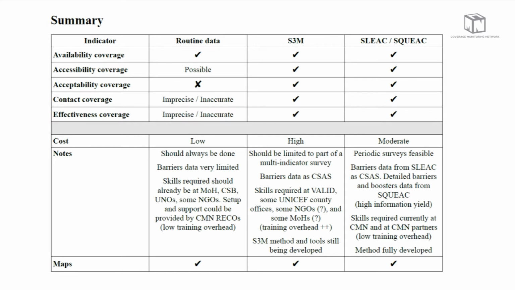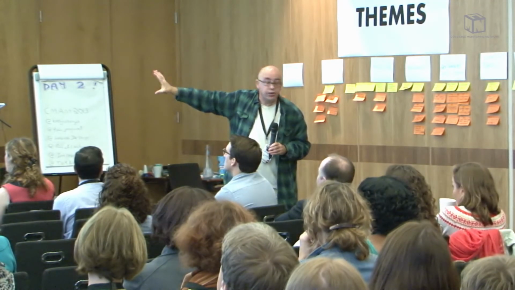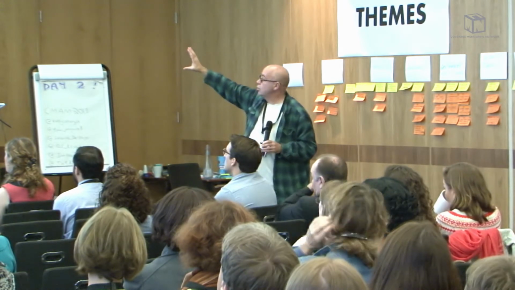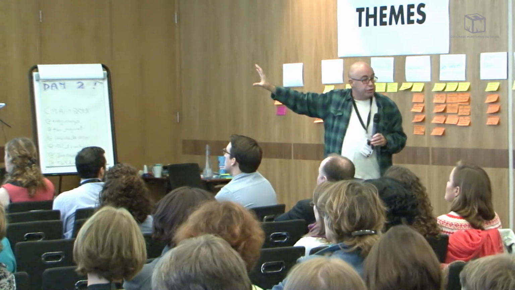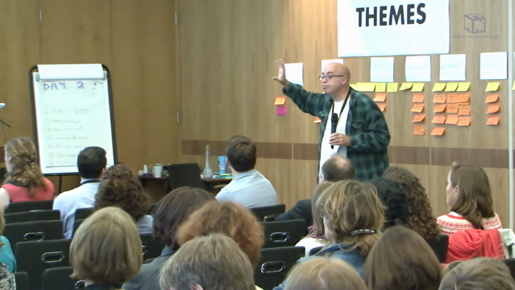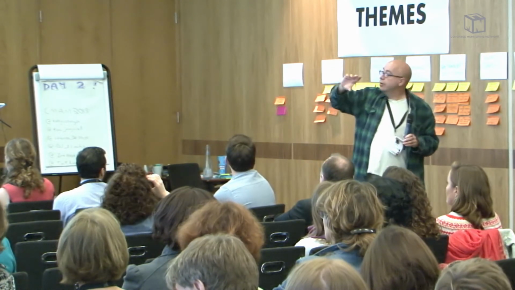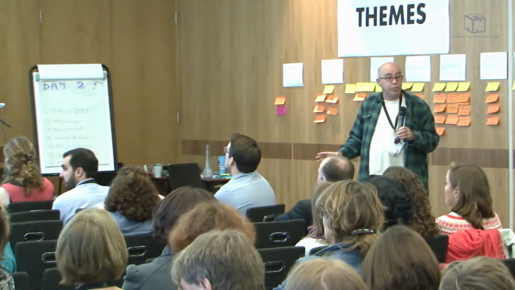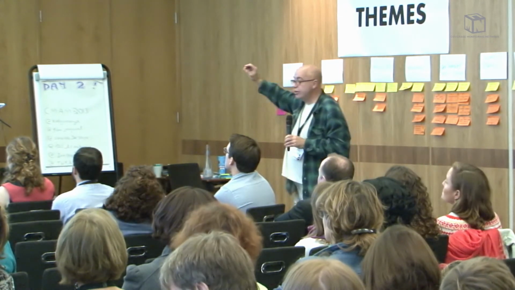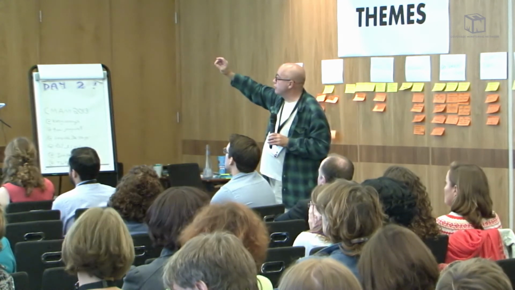The cost is low. I think because the cost is low, it should always be done. Limited barriers data, we know how to do it. We can do it. It's not hard. S3M, we can get everything from S3M. Its cost is moderate. And when I say moderate, it's moderate compared to doing SMART surveys everywhere, or doing SQUEAK surveys everywhere, or doing CSAS surveys everywhere, but it's not cheap. It gives us barriers data as a CSAS does, which we know has been useful in improving coverage in programs.